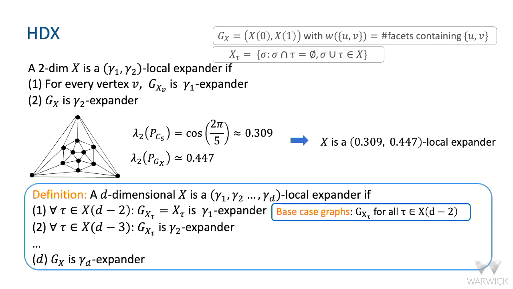So there is a special family of links here, the links of faces of codimension 2. I call these base case graphs. These are faces where the link itself is a graph, like the example of the vertex I was saying in the previous slide. And they will be crucial in the rest of the talk, okay?